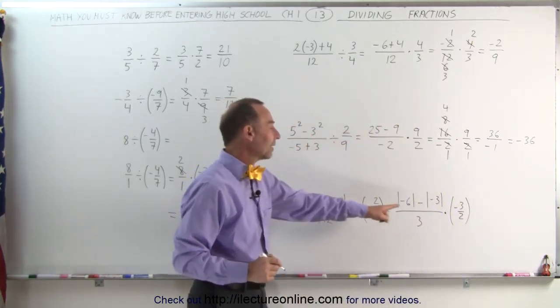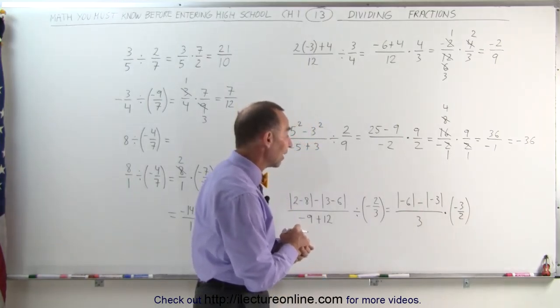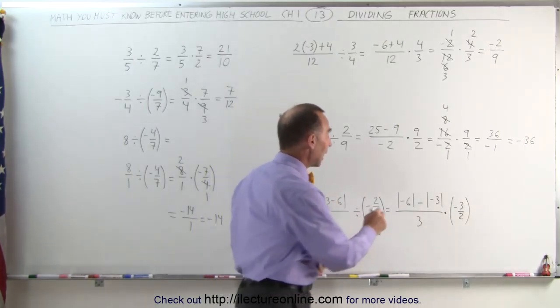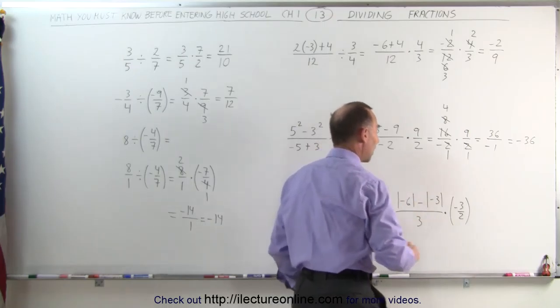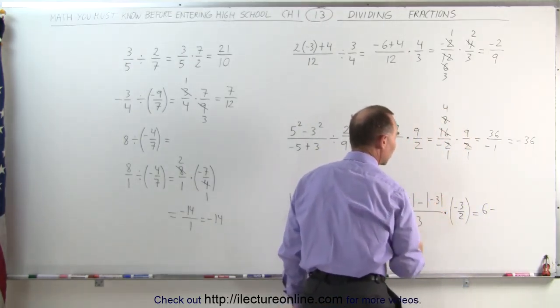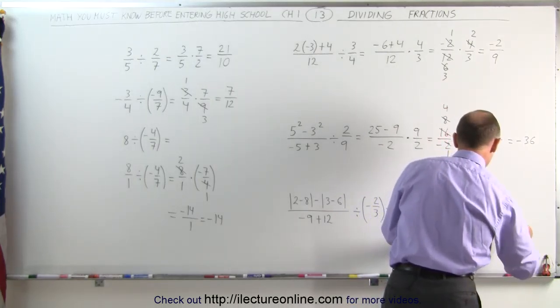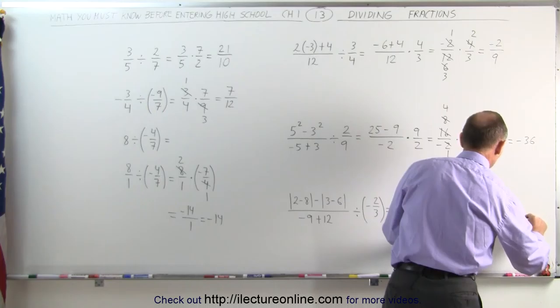Notice I kept the negative sign there because I don't know yet what this will end up as with the negative sign or not. Next, the absolute value of negative 6 is a positive 6, minus the absolute value of a negative 3 is a positive 3, divided by a positive 3, and multiply times a negative 3 over 2.